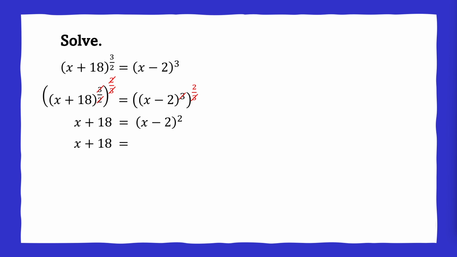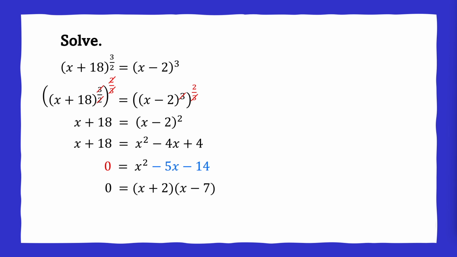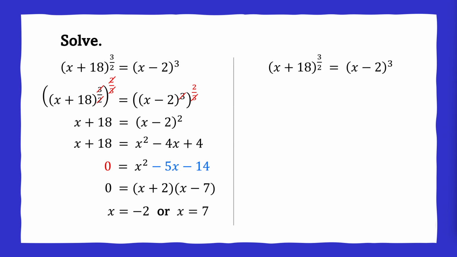Expand the square of a binomial on the right side to x squared minus 4x plus 4. Rearrange the equation by bringing all terms to one side, resulting in x squared minus 5x minus 14 equals 0. The quadratic expression can be factored into (x plus 2)(x minus 7), giving two potential solutions, negative 2 and 7. Let's check for extraneous solutions.